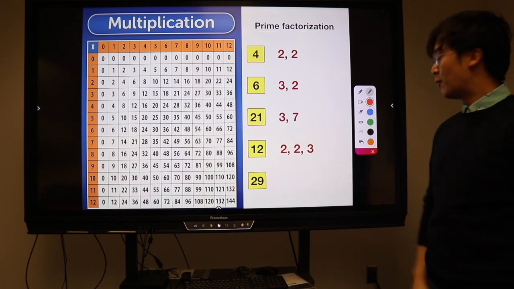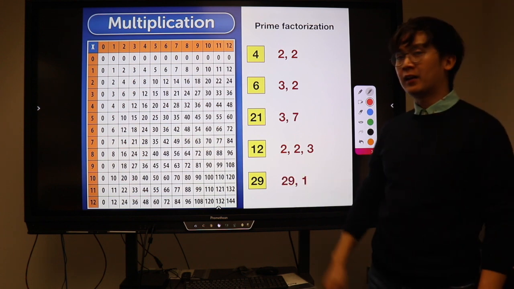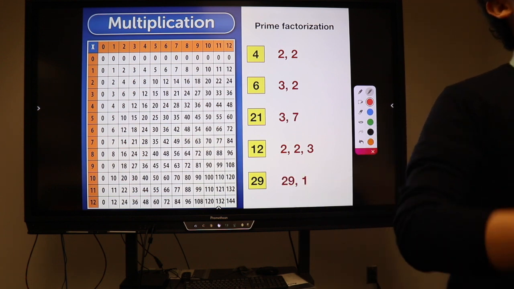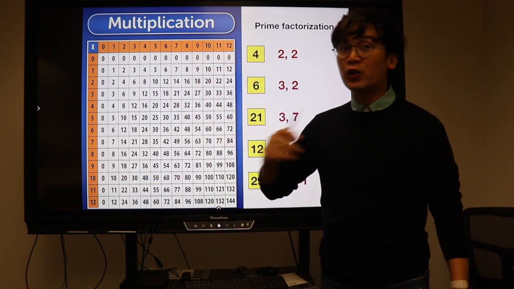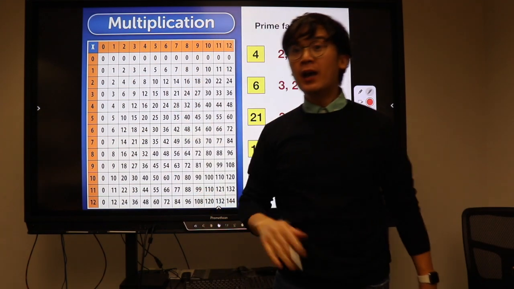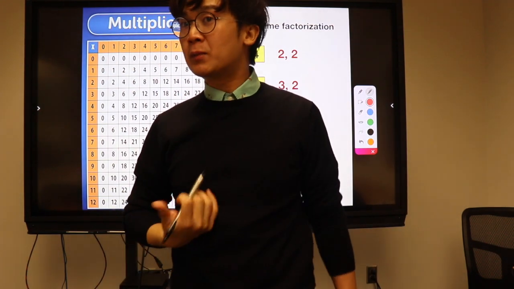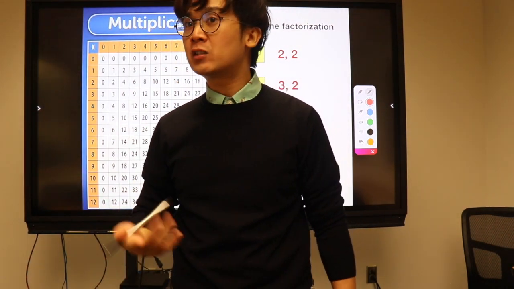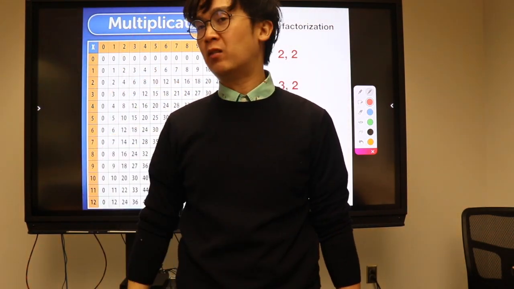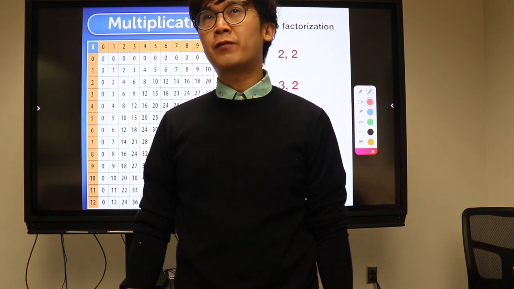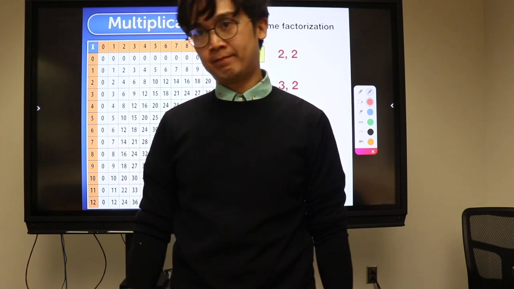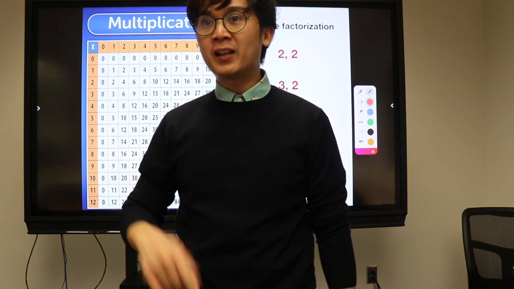Yes. Okay. What about 29? Yeah, 29 and 1, because 29 is a prime number. So, knowing your multiplication table, or mastering your multiplication table, will give you the confidence to say, oh, 29 is a prime. No, it's just 29 and 1. 12, oh, it's 4 and 3, so it's 2, 2, 3. Breaking it down.